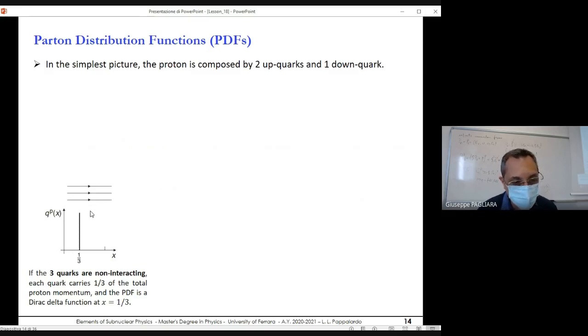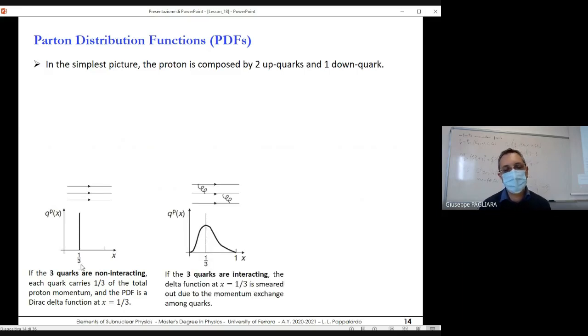Then in this case, each quark, of course, carries a fraction of 1/3 of the total momentum of the proton, okay? The total momentum is a fraction of 1, we have 3 quarks that are not interacting, so each shares 1/3 of the total longitudinal momentum of the proton. And so your quark PDF that you see here, q(x), is just a Dirac delta centered at 1/3.